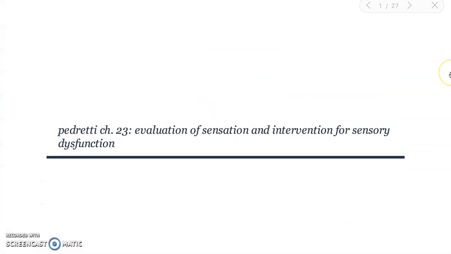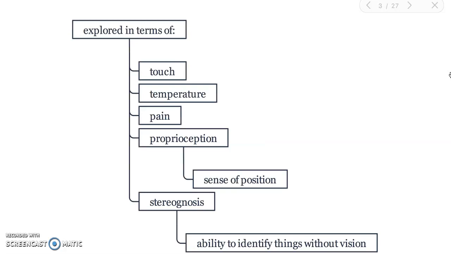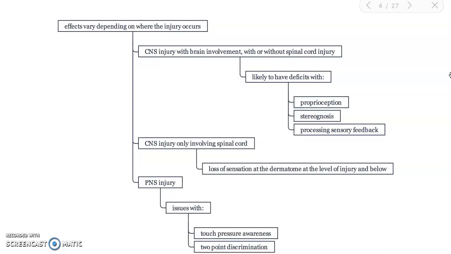Okay, moving on to chapter 23 in Pedretti, evaluation of sensation and interventions for sensory dysfunction. So first off, we're going to talk about sensation. So sensation is explored in terms of touch, temperature, pain, proprioception, which is a sense of position, and stereognosis, which is the ability to identify things without vision. Effects vary depending on where the injury occurs.